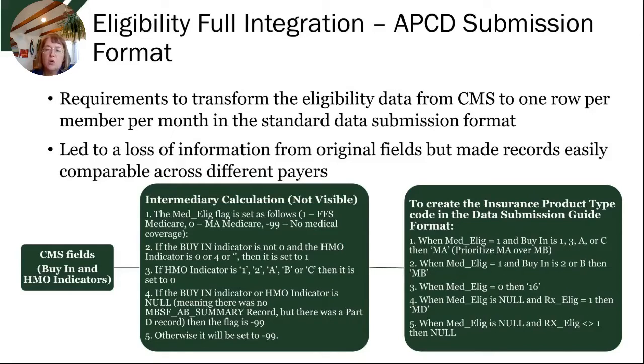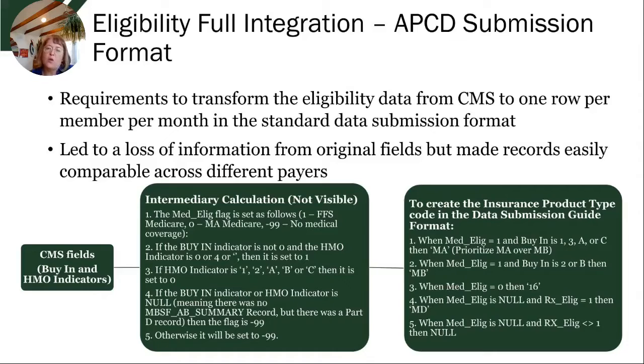And then we're able to code who has Medicare Part A, who has only Medicare Part D, who has Medicare Advantage, and then who does not have Medicare Advantage or Original, but only has pharmacy eligibility, which is very rare.